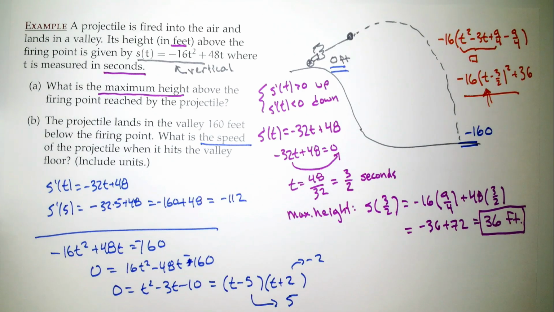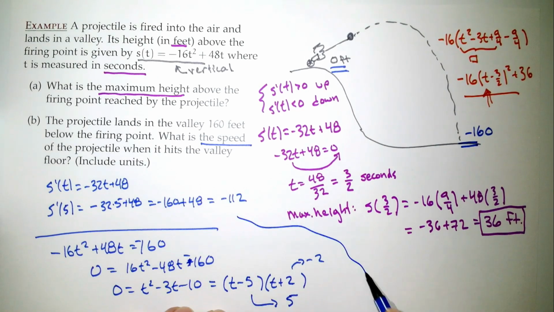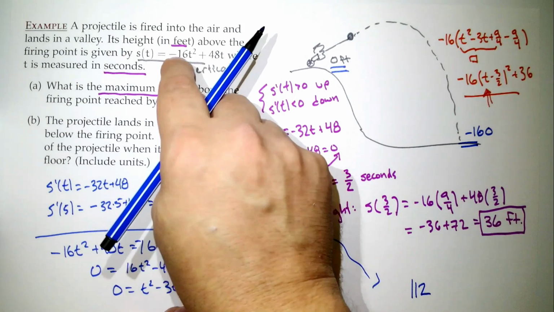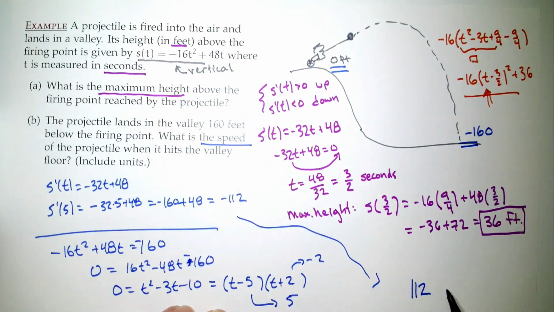No. There's two things we need to correct. What do we need to do? Absolute value, because we want speed, which means it should be an absolute value. What's the other thing we need? Units. So our correct answer is 112. What are the units? Feet per second. Feet per second. That's how fast our projectile hits the ground. All right.